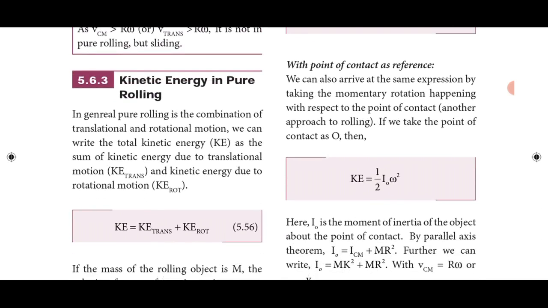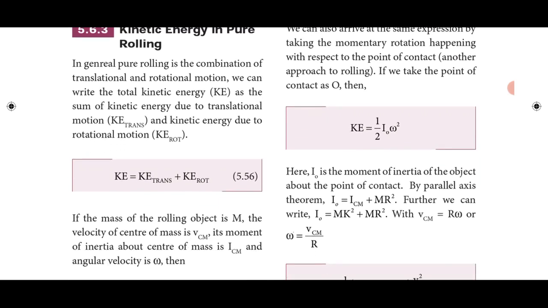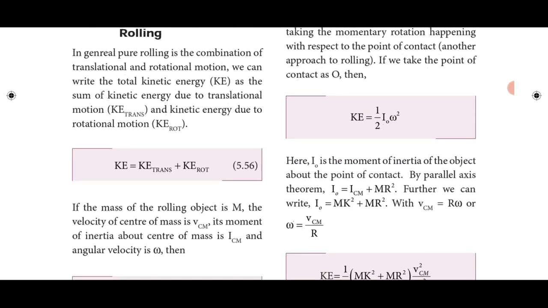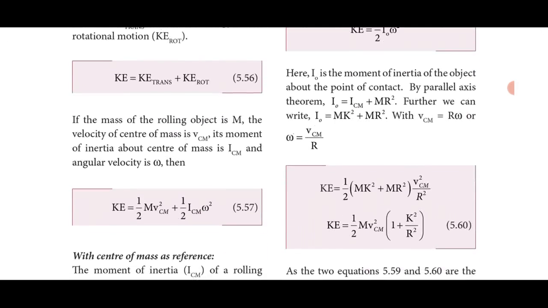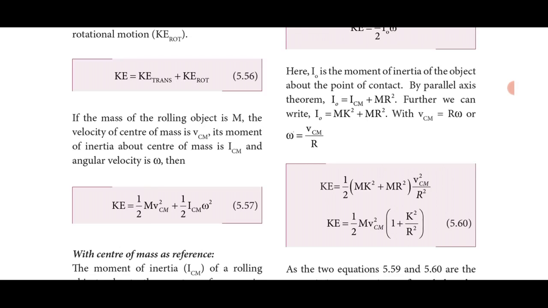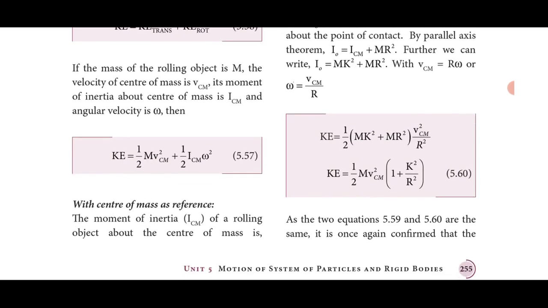Next we are going to see the point of contact as a reference. We can also arrive at the same expression by taking the momentary rotation happening with respect to the point of contact. That is another approach to rolling. If we take the point of contact as O, then KE is equal to (1/2) I naught omega square, where I naught is the moment of inertia of the body about the point of contact. By the parallel axis theorem, I naught is equal to ICM plus M r square. Therefore we can write I naught is equal to M k square plus M r square.